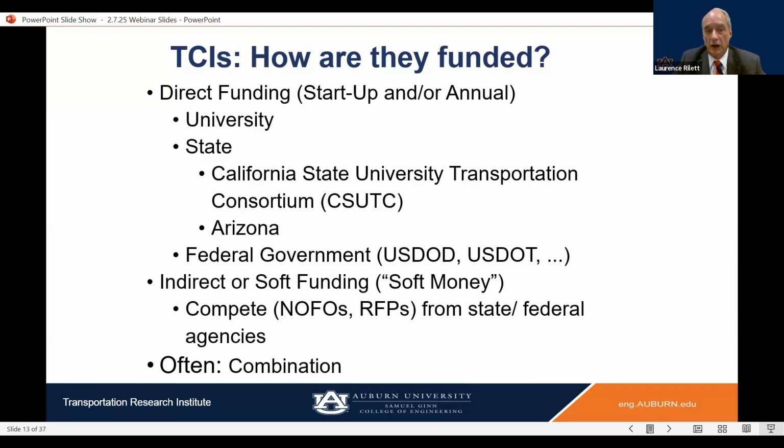There's also indirect or soft funding, and that's more typical. You often hear it called soft funding or soft money. Essentially, the centers and institutes will compete for notice of funding opportunities or requests for proposals from state and federal agencies. So they compete with other centers and other universities for research funding or workforce development funding.